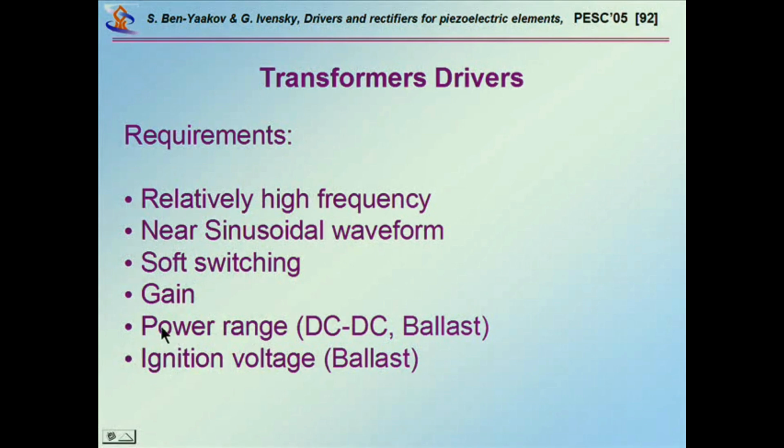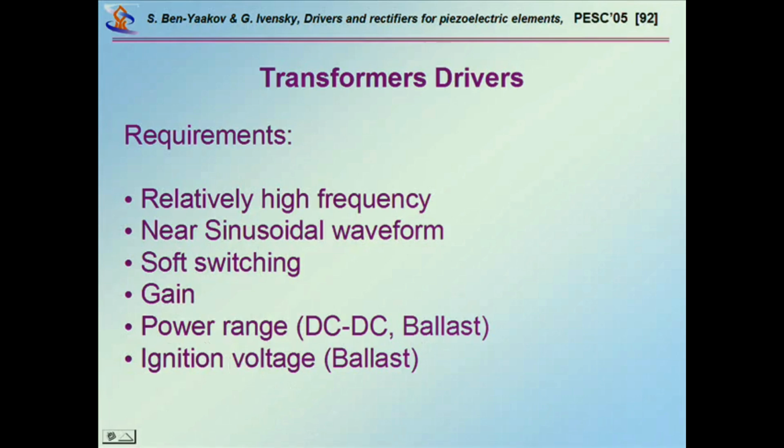We need to be able to regulate the transformer over a power range, because in application the load is not constant and it is changing. So, for example, in DC to DC, the load, of course, will change. In the case of ballast, we may wish to do some dimming, so we'd like to have a range. And in the case of ballast, we would like to have the ignition voltages available without extra igniters, etc.